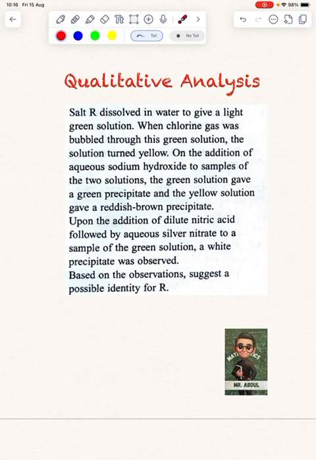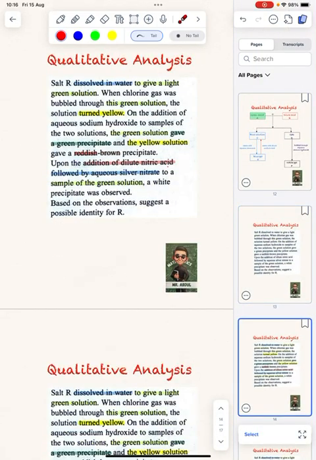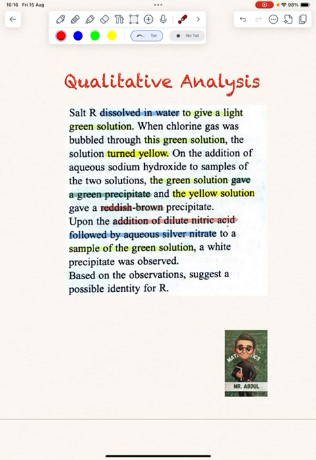Okay, last night my student sent me this question here. It is in black and white, kind of boring, isn't it? So for qualitative analysis, it's always good to have some colors to help us, right? So let's do some coloring here.